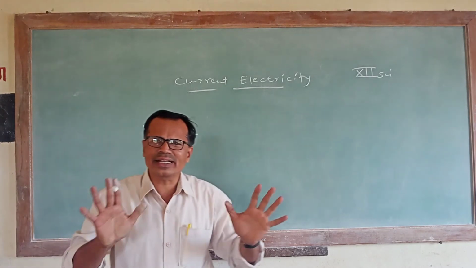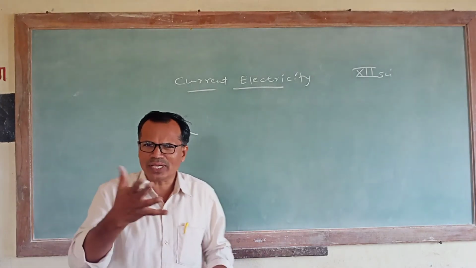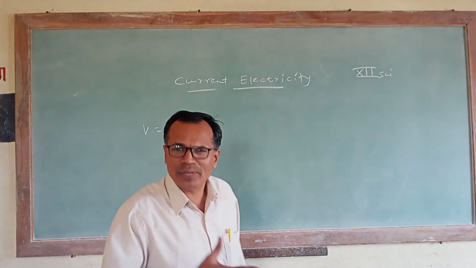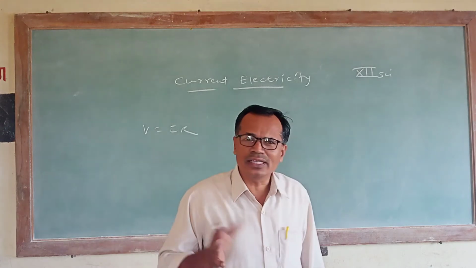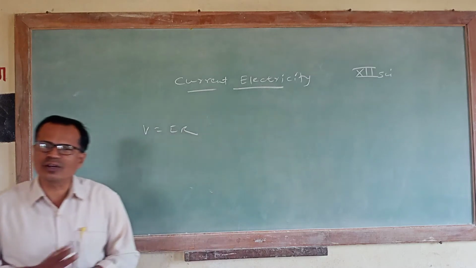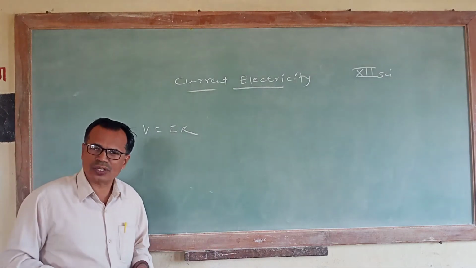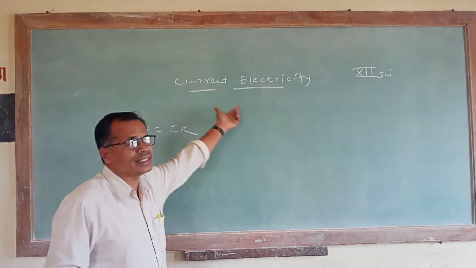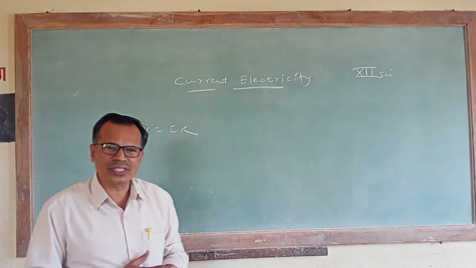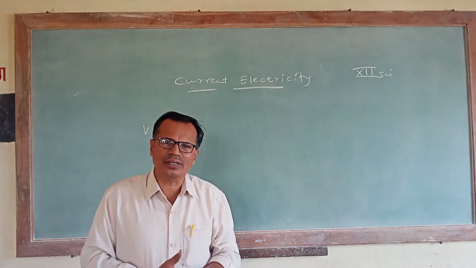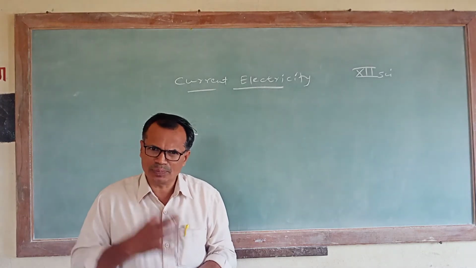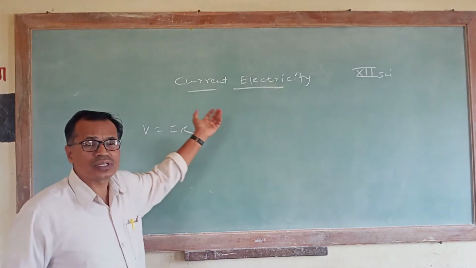But what happens if the circuit is very simple? Then we can use Ohm's law, that is V = IR. But if the circuit is complicated, then we cannot use Ohm's law. For complicated circuits, we have to use Kirchhoff's laws. Now, in the chapter current electricity, we will discuss Kirchhoff's laws and their applications. Then we will see the Wheatstone network, the meter bridge, potentiometer, and so on. Before this, we will see what Kirchhoff's laws are.